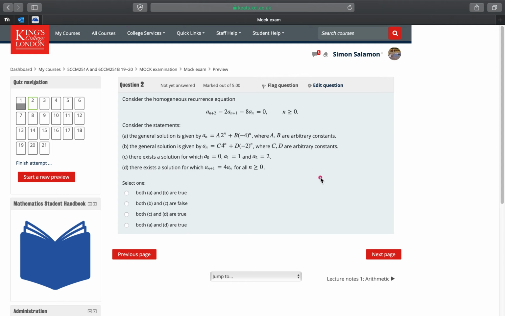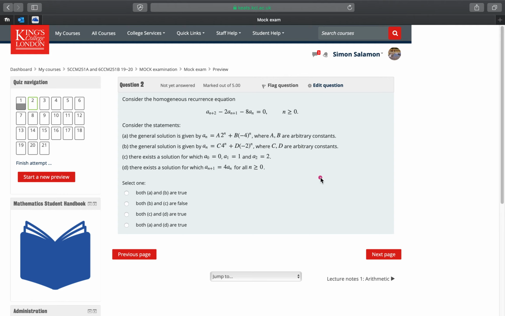So inevitably we find a question on recurrence relations. This mock, as I wrote, is based on the May 2019 exam. So this question here is easy in the sense that the recurrence relation is homogeneous. So we just have to understand how to solve homogeneous equations like this.